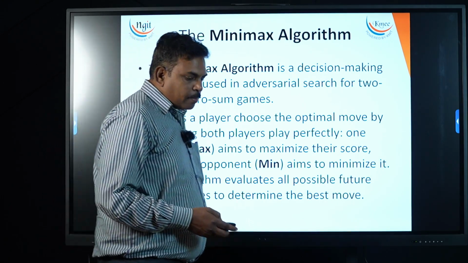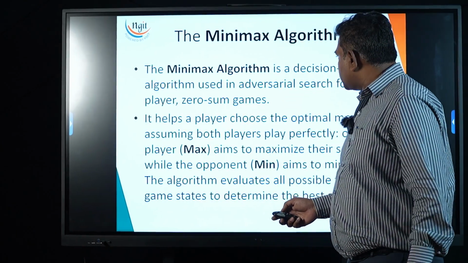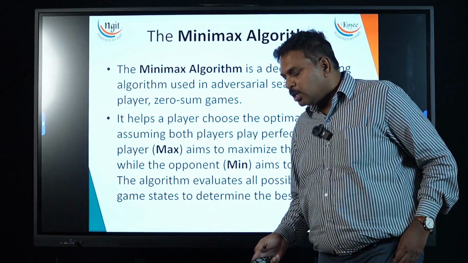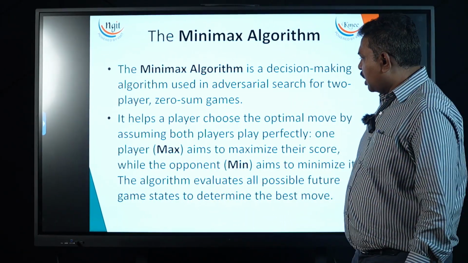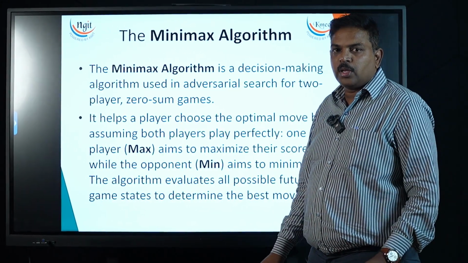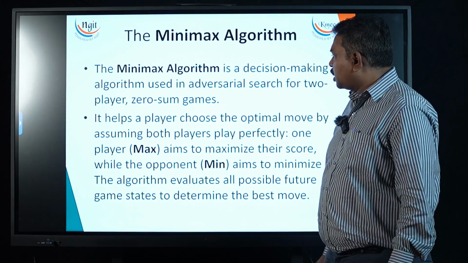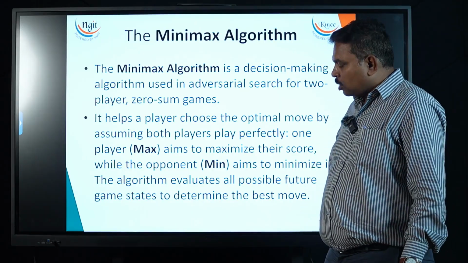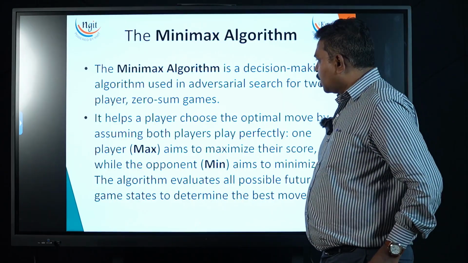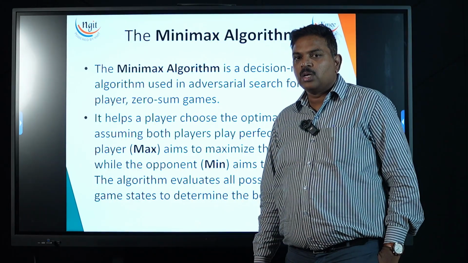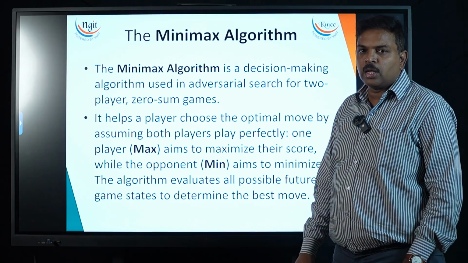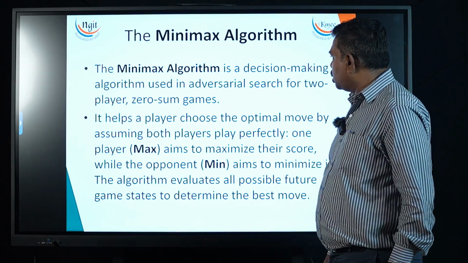The minimax algorithm is a decision making algorithm used in adversarial search for 2-player and 0-sum games. As I told you, adversarial search is basically used in competitive environments where 2 players are involved and they are competing with each other. Either one of them wins and the other one will lose.